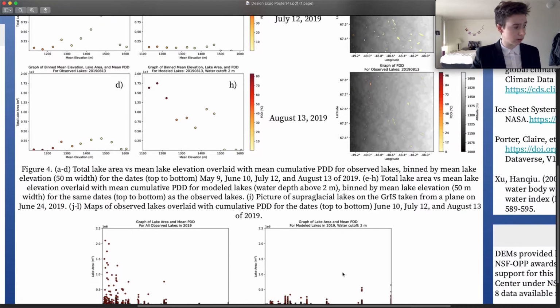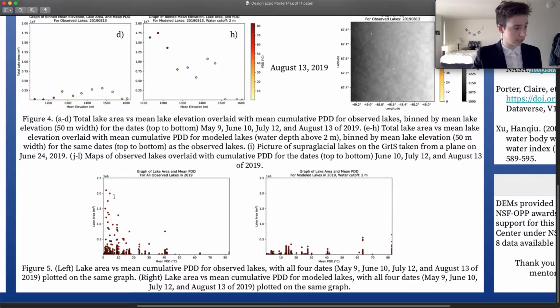And if we look at figure 5, right here, this left side, which shows lake area versus mean PDD for all observed lakes, we can see that large lakes only have small PDD values. This means that once lakes receive enough radiative forcing, i.e. meltwater, they don't grow anymore and shrink. So either lake overtopping or moulins, or both, must be responsible for this phenomenon.